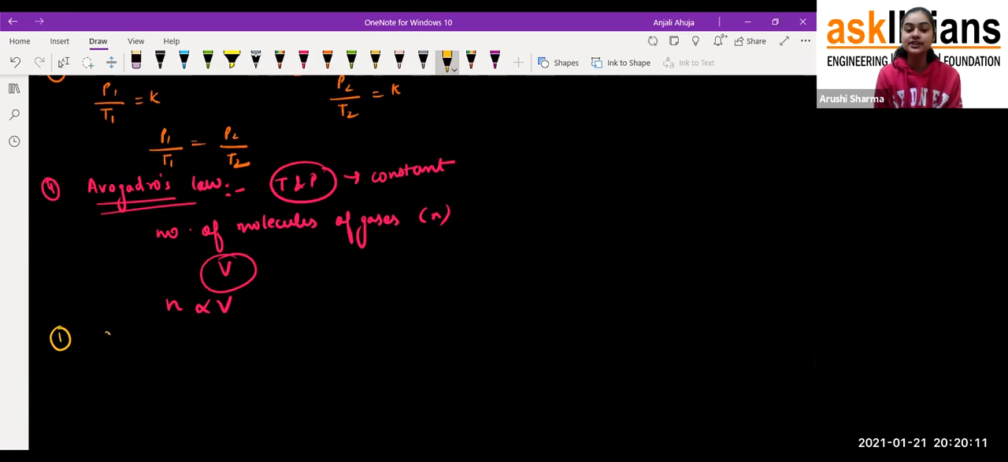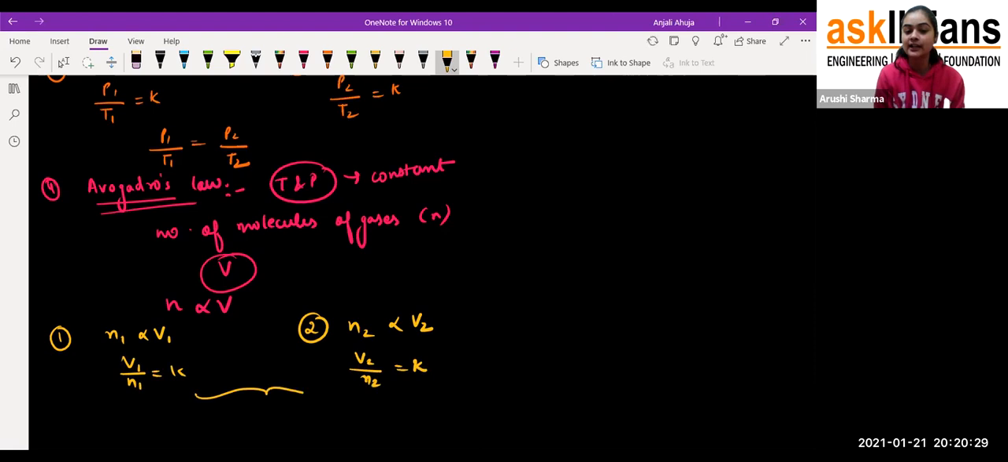Okay, so if at the first condition n1 is directly proportional to V1, and at the second condition n2 is directly proportional to V2, then from here, student, we can say V1 by n1 is equal to k, and V2 by n2 is equal to k. So if I write down its equation, it comes out to be V1 by n1 is equal to V2 by n2. So this is the Avogadro's law equation.